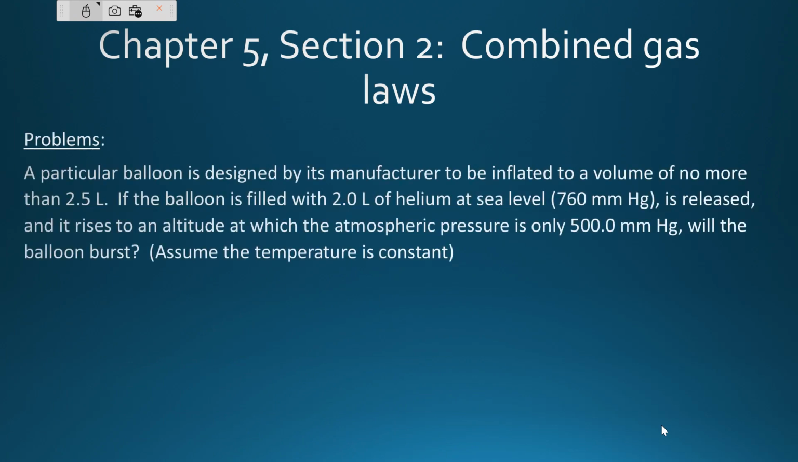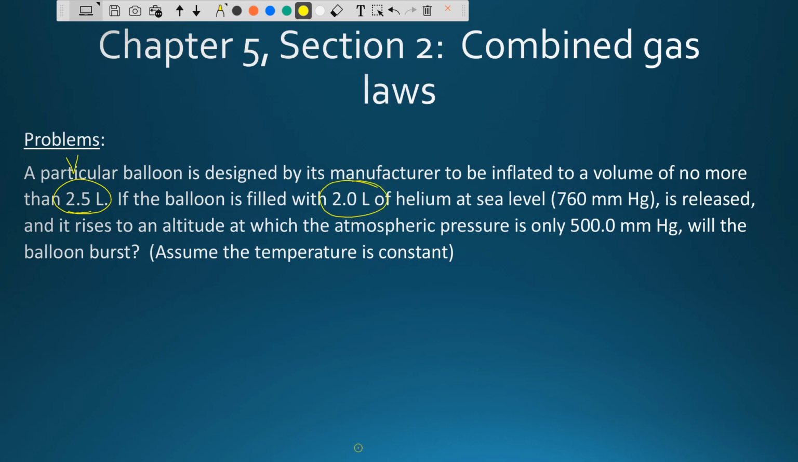So let's take a look at a couple different problems here together, and we'll see how to analyze those as we go. A particular balloon is designed by the manufacturer to be inflated to a volume of no more than 2.5 liters. Now, at this point, we don't really know what we're going to be doing with the problem, but I know that this is going to be a volume, okay? The balloon is filled with 2 liters, and so maybe this is going to be one of those Boyle's laws where we see a volume 1 and a volume 2.